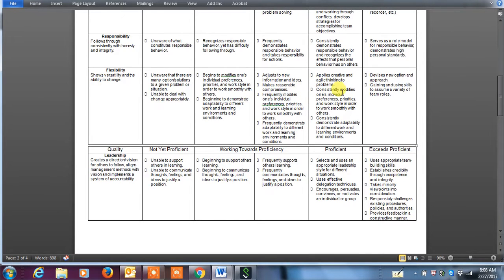But then on the mastery end of the continuum, they begin to be able to apply creative and agile thinking to problems, or can modify their preferences and priorities in order to make things go smoothly. Or for responsibility, on the poor end of the continuum, unaware of what constitutes responsible behavior, and on the mastery end of the continuum, serves as a role model. So think about where you fall on this continuum, and this again is just to give you some practice in doing an assignment and then assessing the assignment.